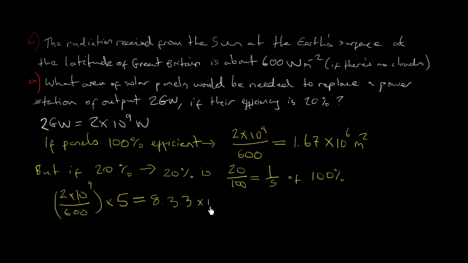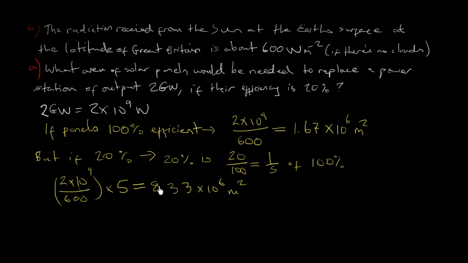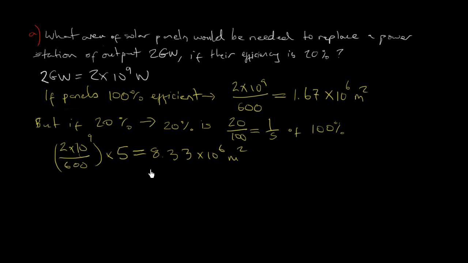8.33 times 10 to the 6 meters squared. So that's quite a lot bigger than that, and that would be our answer for the first part of the question, which is how many meters squared would be necessary to substitute a normal power station that produces 2 gigawatts, and this is what it comes out to be. It's quite a big chunk of land.